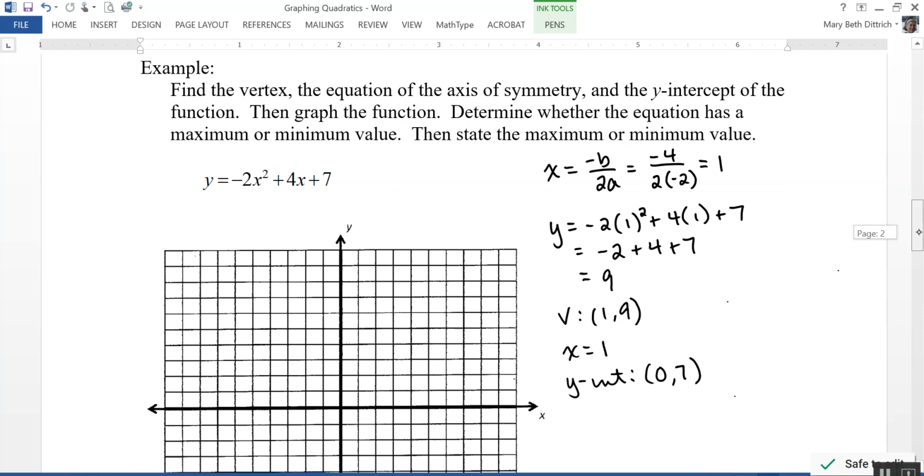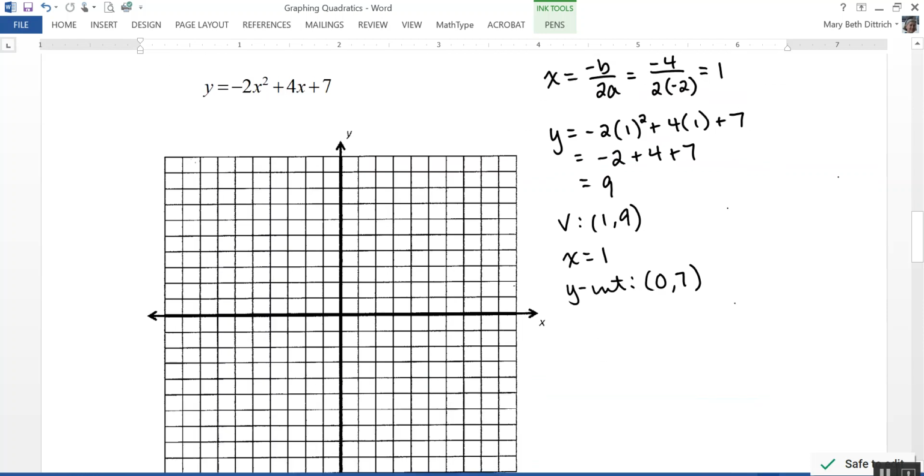Now I think I have enough information to graph this. I'm going to go ahead and graph my vertex, which is the point 1, 9, which is right here. My y-intercept is the point 0, 7, which is right there. And I know that this is the axis of symmetry. I could actually draw that in there. And my vertex is on the axis of symmetry. I know that if I have a point here, I'm going to have a point symmetric over here. And I can see that my graph opens downward, so it's going to look something like that.